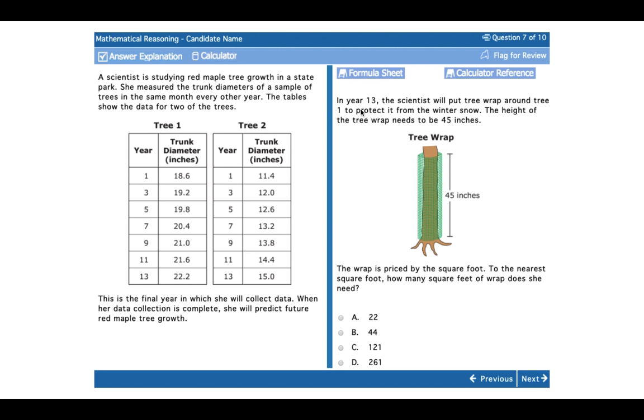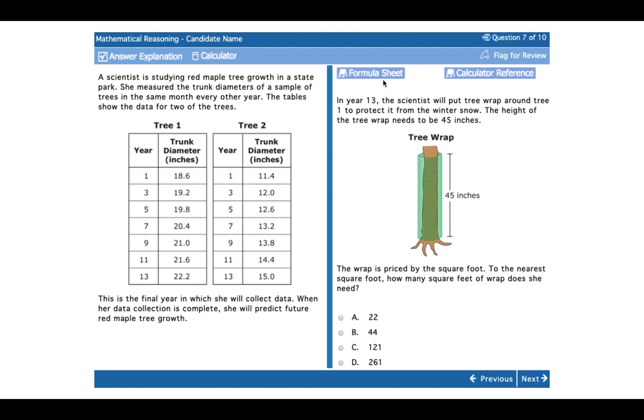All right, in year 13, the scientists will put a tree wrap around tree number 1. All right, so we're talking about tree number 1 again, to protect it from the winter snow. The height of the tree wrap needs to be 45 inches. So, all right, the wrap is priced by the square foot. To the nearest square foot, how many square feet of wrap does she need? All right, so how much of this stuff do we need to buy? Well, it's by the square foot, and what shape does this make?